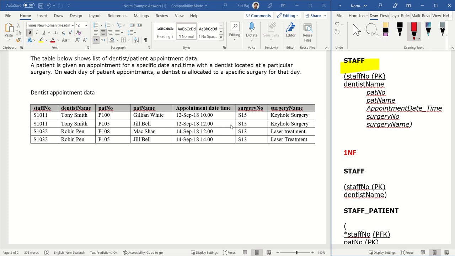So definitely this is a multi-valued attribute. And surgery name, if you could see, it's keyhole surgery and laser treatment. So you have multiple values which is possible here for any other patient, right? But here it is very clearly that on the day of the patient appointments, the dentist is allocated a specific surgery for that day, but still it is done for two different patients, right? So these are all your multi-valued attributes. So you have basically written all this as your multi-valued attributes.